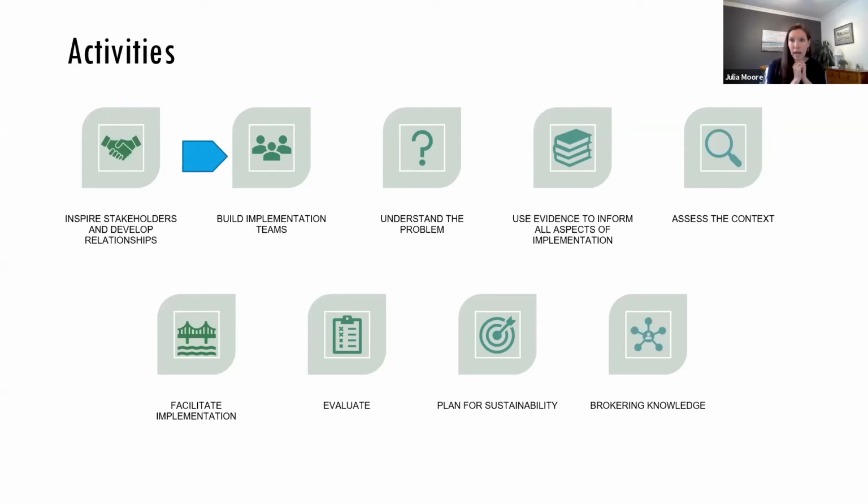The next activity is about building implementation teams. We know that the work of implementation is rarely done by one person. This is a team sport. And ultimately, implementation support practitioners often need to help people build implementation teams and help them function effectively. So we have 5 competencies specific to building and supporting implementation teams. For example, encouraging a shared purpose, managing conflict, exploring power dynamics.